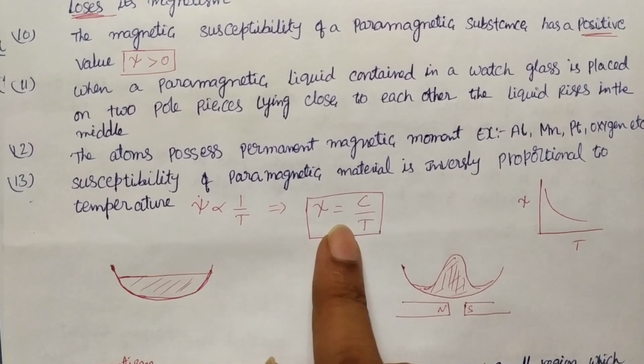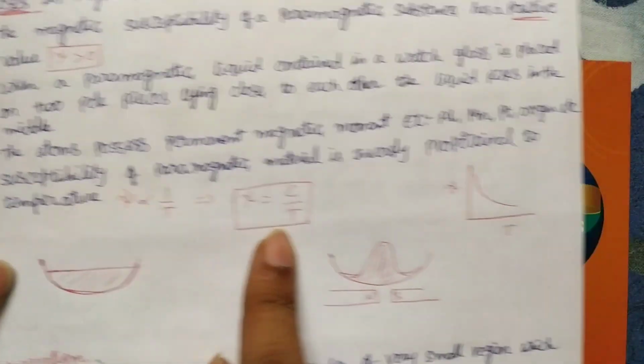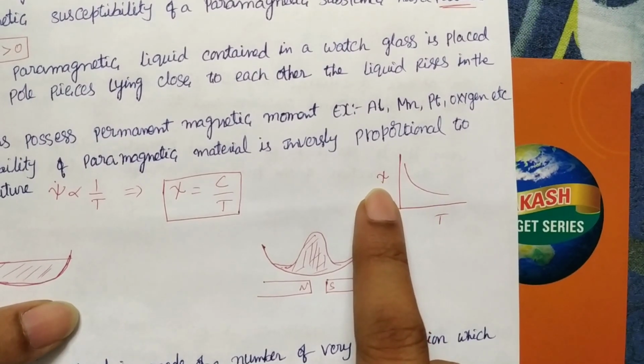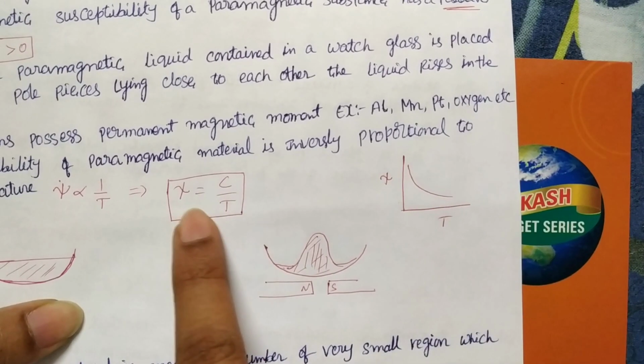That means the susceptibility, or magnetic nature, of the paramagnetic material is inversely proportional to temperature. So psi is equal to some constant C by T. If we draw the graph of susceptibility, or the induced field inside, psi versus T, we get a rectangular hyperbola because it is inversely proportional.